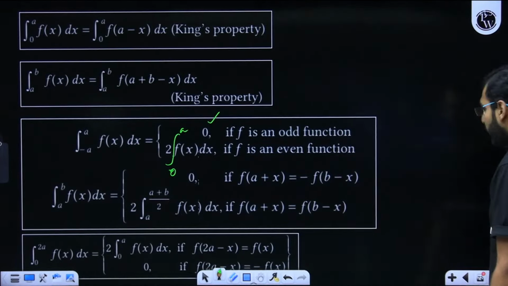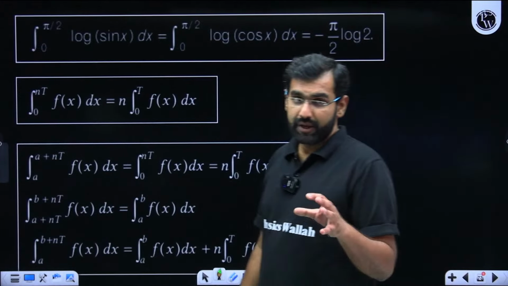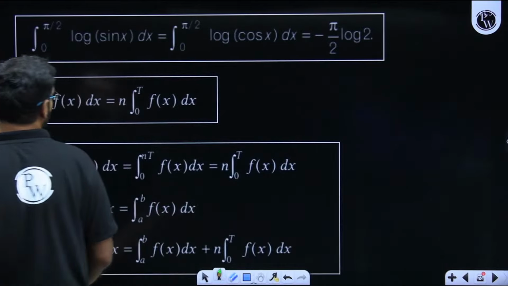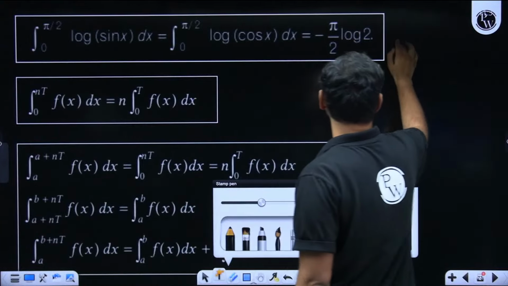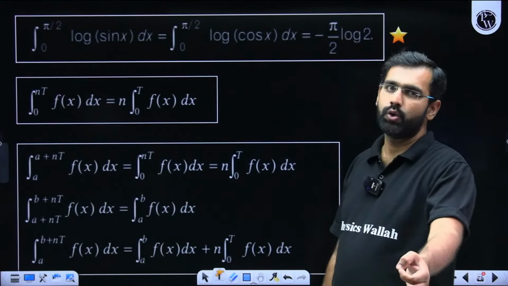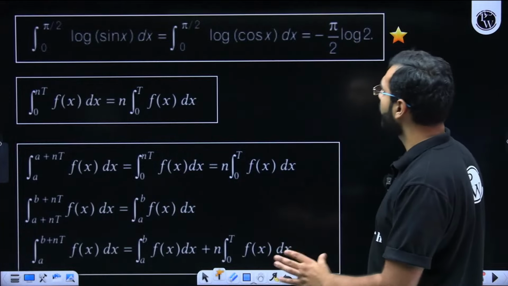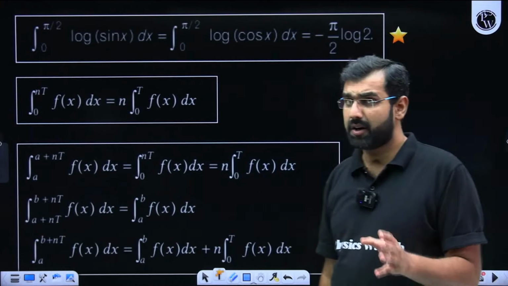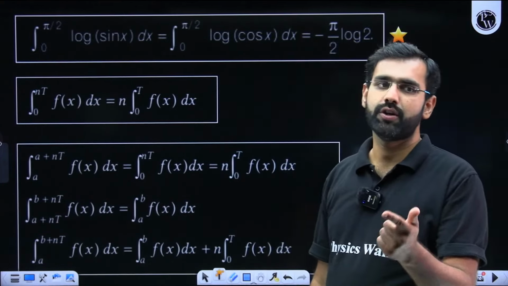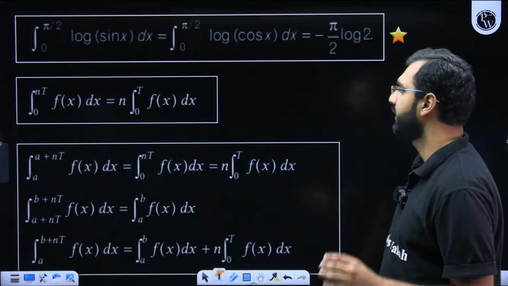With that, when I move ahead with the periodicity based questions, I hope you remember this result. Please remember this as the direct result: 0 to pi by 2 log of sin x or log of cos x is always minus pi by 2 log 2. It can be used in a lot of questions and you can directly get the result very quickly.